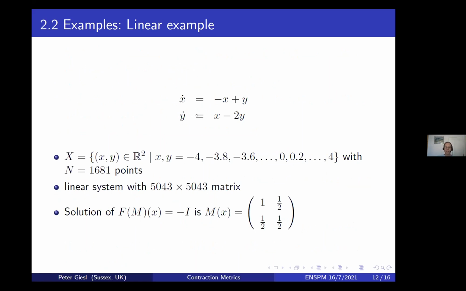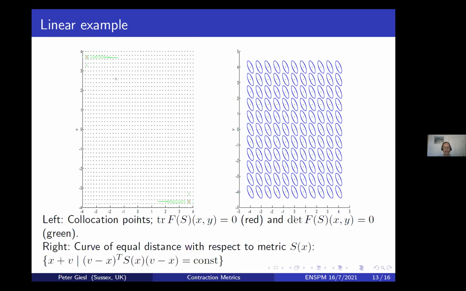The first one is a very simple linear example where we can actually compute the solution of f of M. We set the right-hand side to be the minus identity. And you can see, which is always true for linear systems, that the solution is a constant function. And so this is our numerical method. These are the collocation points.